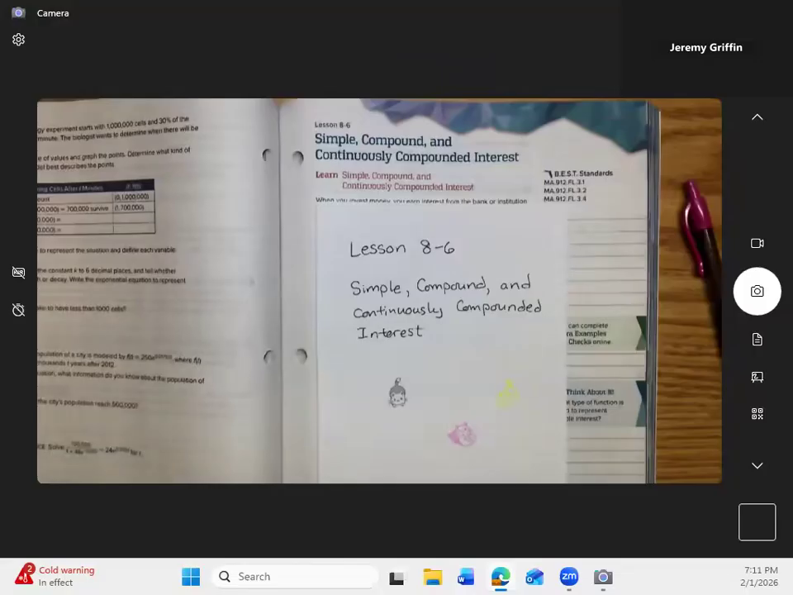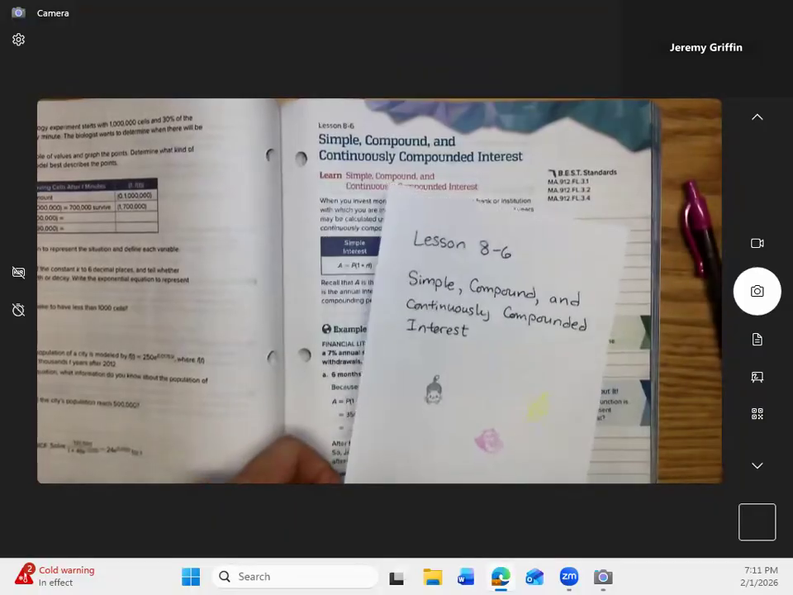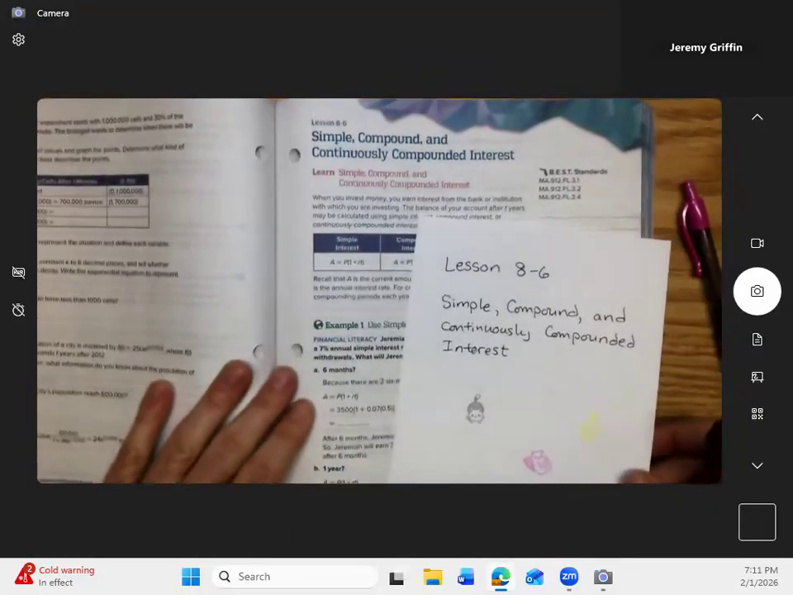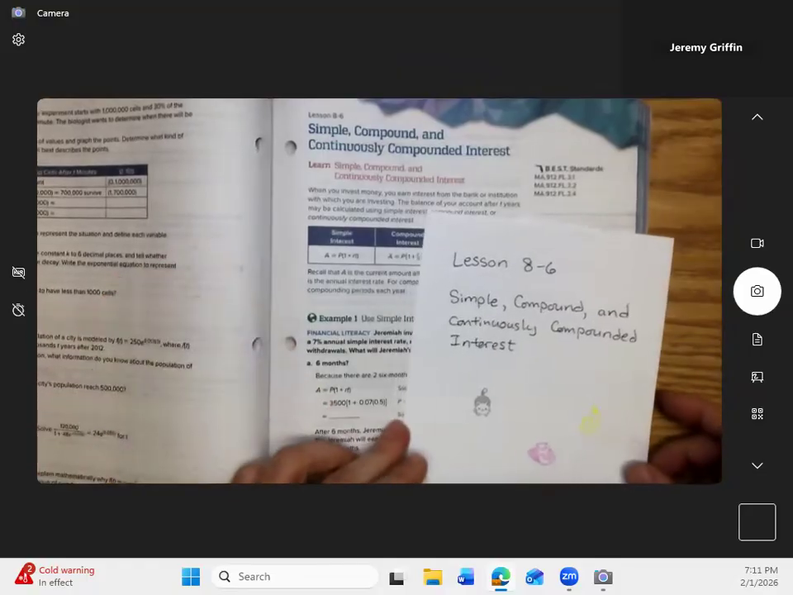Lesson 8.6, simple, compound, and continuously compounded interest. Right, so just like 8.5, I don't think there's anything extraordinarily new, but it is nice to have these last couple lessons, 8.5 and 8.6, just to have more practice with logarithms and exponents.